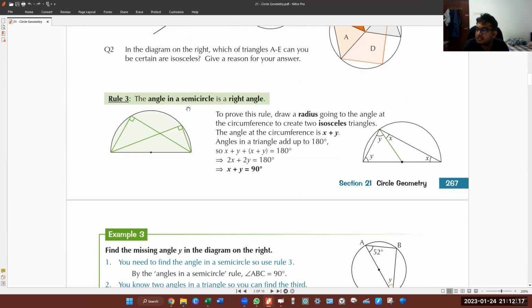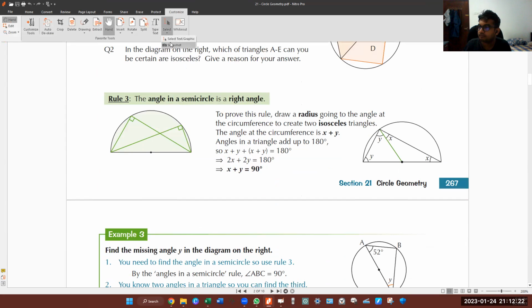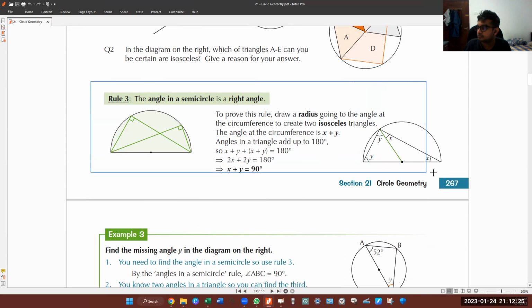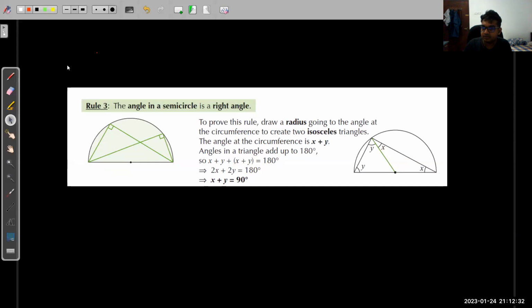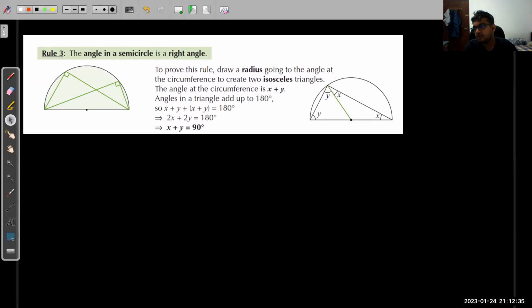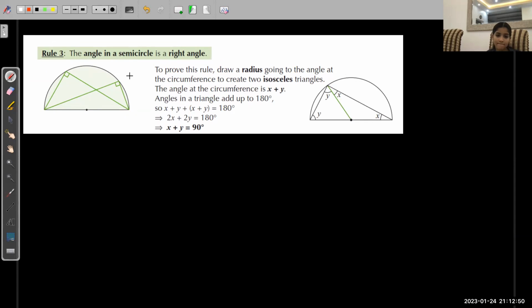Angle in the semicircle is a right angle. That is rule number 3. I'll share this class note with you also, then you can go through it. So if you draw a triangle inside a semicircle, in the sense that one of the sides is the diameter, now you can see this is a diameter, right? So this angle is 90 degrees, right? That is the third rule, or third theorem.